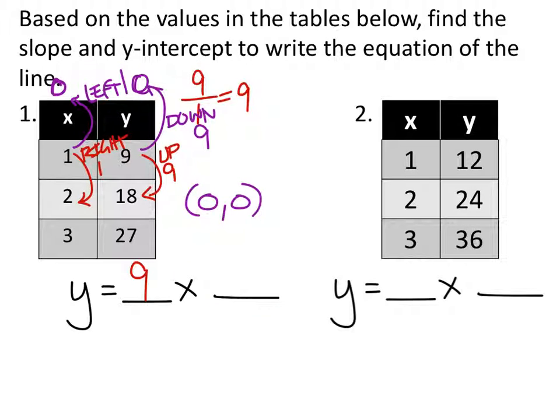Again, we were looking for where the x is 0, like this. 0, 0. So I'm just going to put the plus 0 right here. Y equals 9x plus 0. Of course, if you wanted to, you could write y equals 9x, and that would also work.